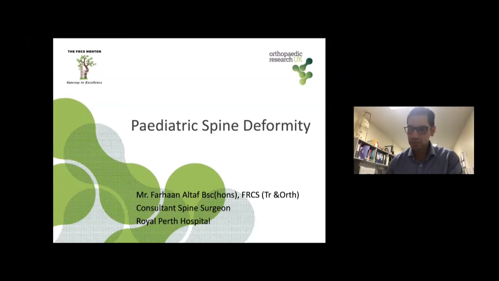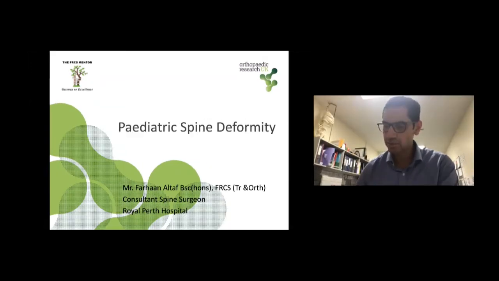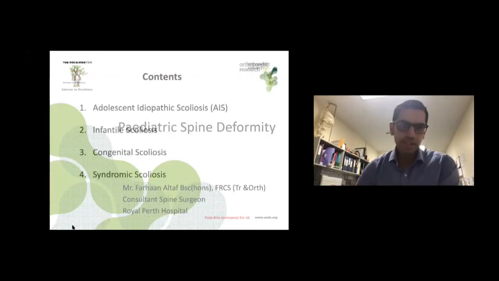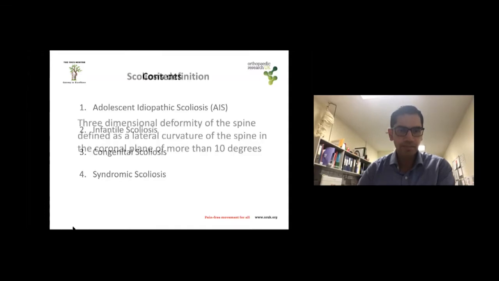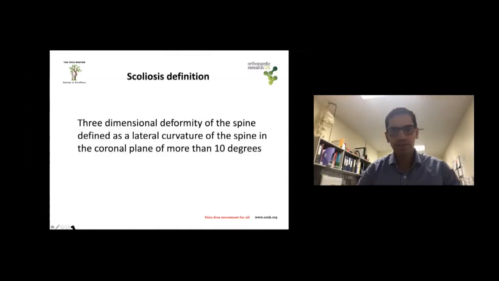The first lecture is on pediatric spine deformity. The contents of this lecture will cover adolescent idiopathic scoliosis, infantile scoliosis, congenital scoliosis, and syndromic scoliosis. The definition of scoliosis essentially is a three-dimensional deformity of the spine, defined as a lateral curvature of the spine in the coronal plane of more than 10 degrees.